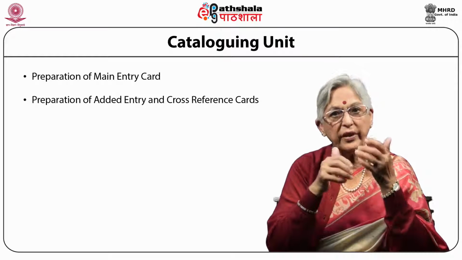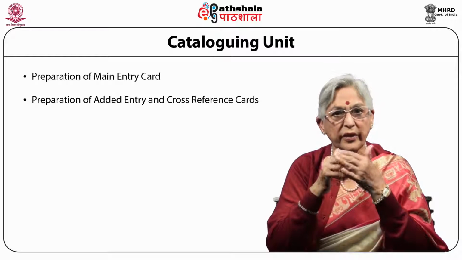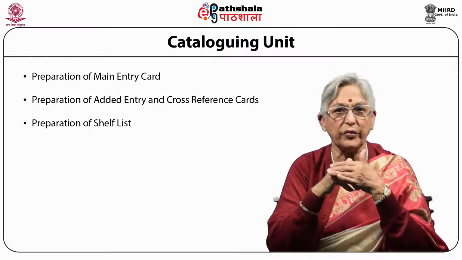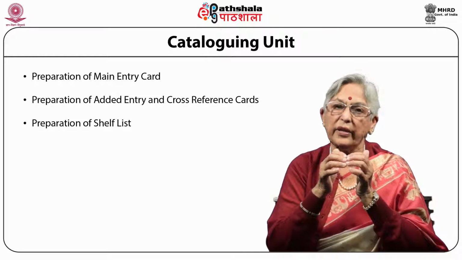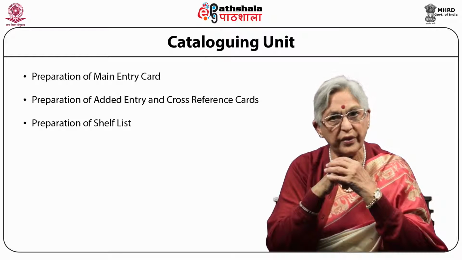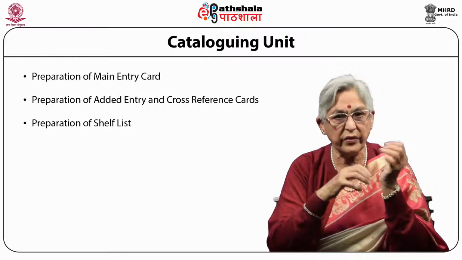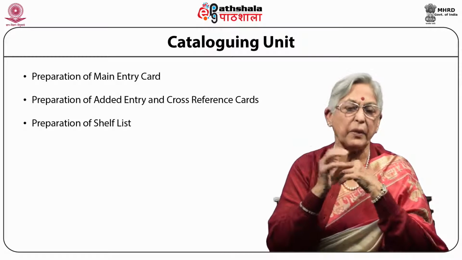Once books are released after physical processing, the catalog cards relating to these books are merged with the main catalog. In case of a classified catalog, the main entry card and cross-reference entries are filed in the classified part and added entry cards are filed in the alphabetical part.